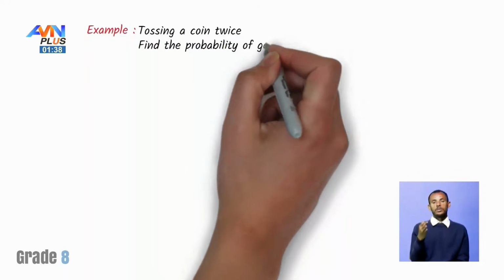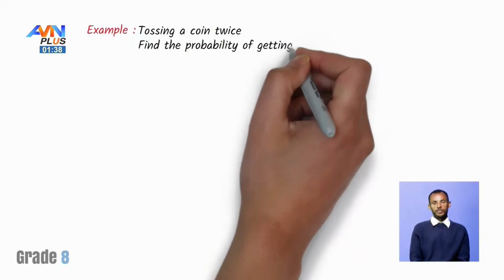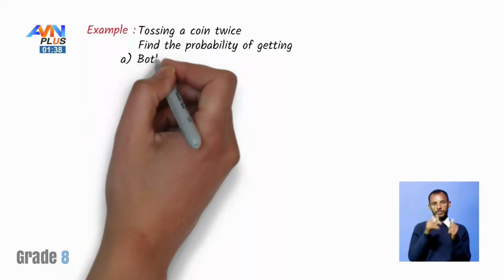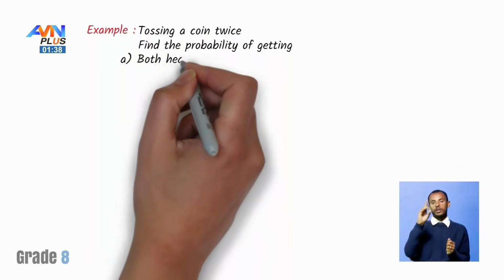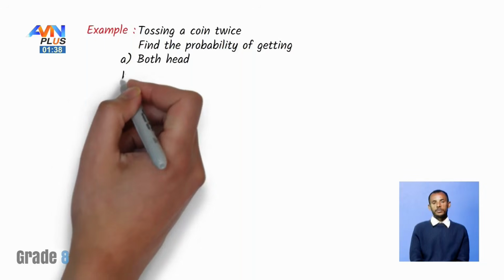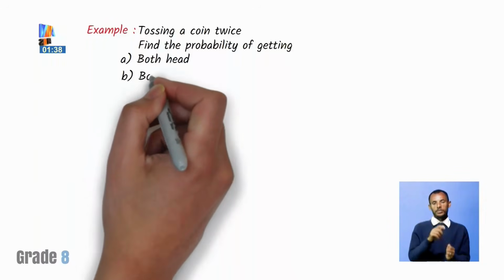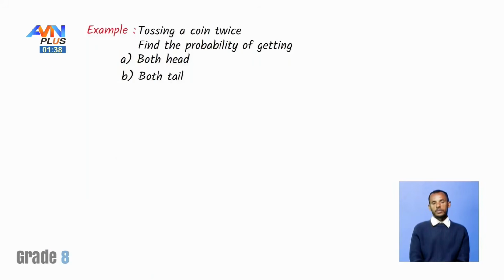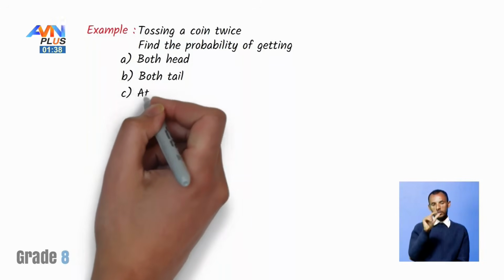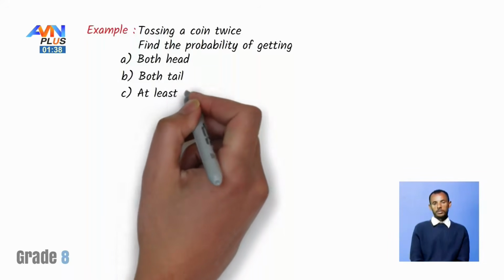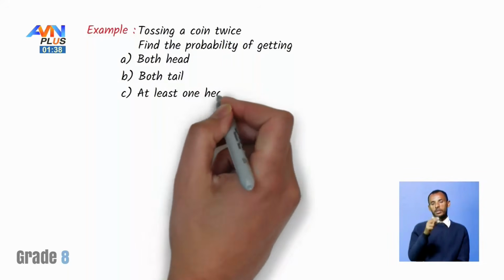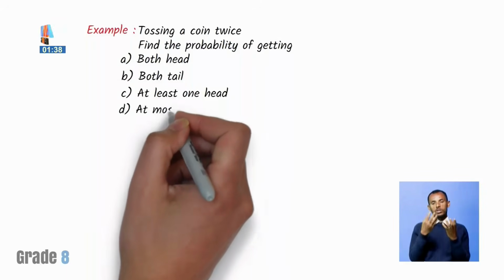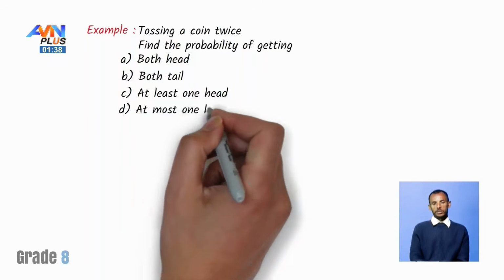of getting: A, both heads; B, both tails; C, at least one head; D, at most one head.